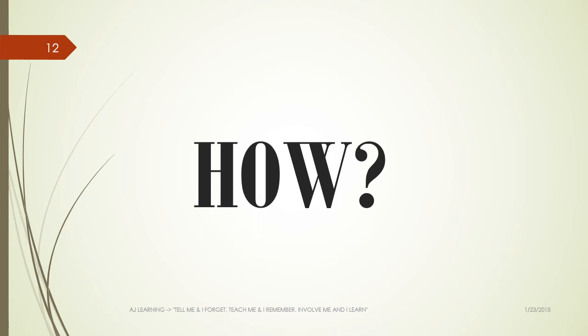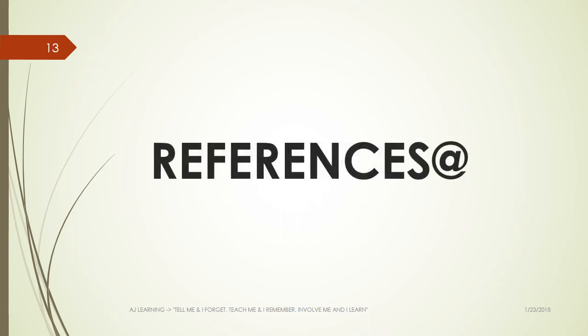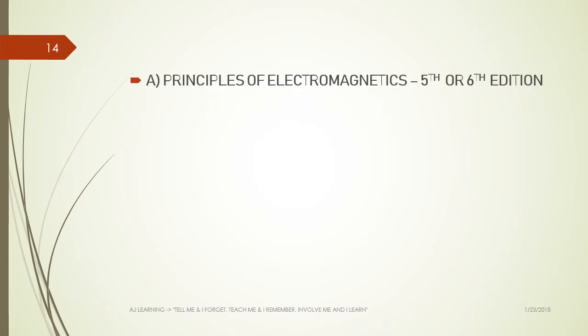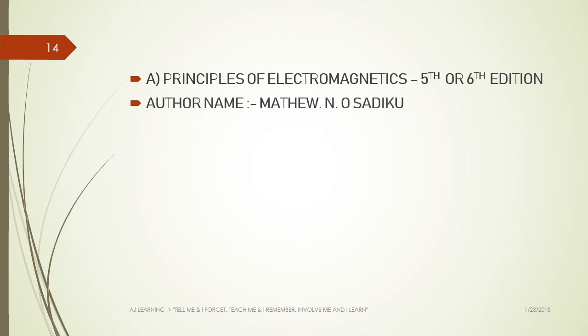Now, the next question arises: how are we going to learn? For that, you require some references, some books. So I personally suggest you take the book Principles of Electromagnetics. Either you can take the 5th edition or 6th edition, but the name of the author is Matthew N. O. Sadiku. Remember this, Matthew Sadiku. And the publication is Oxford Higher Education. You can take this book as your reference book.